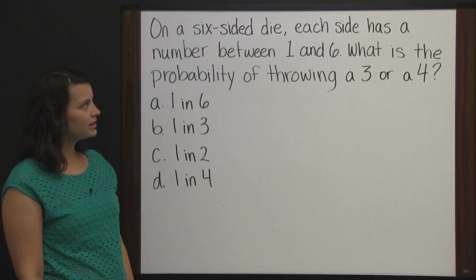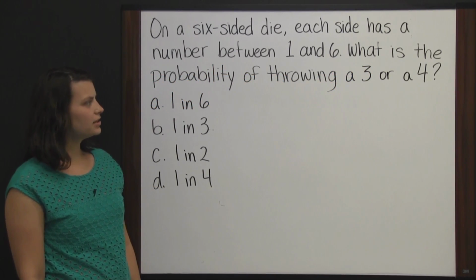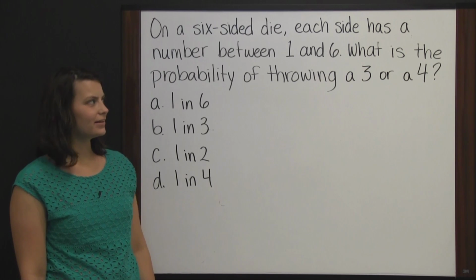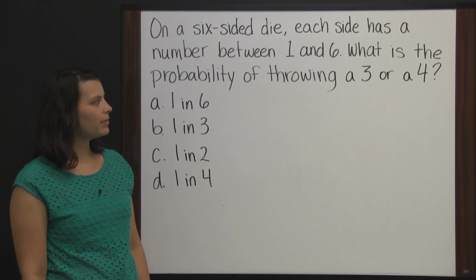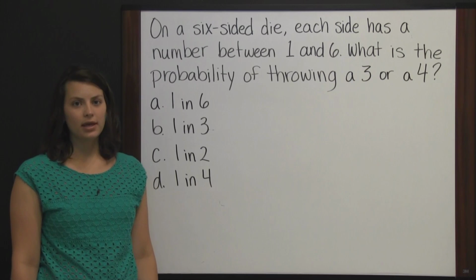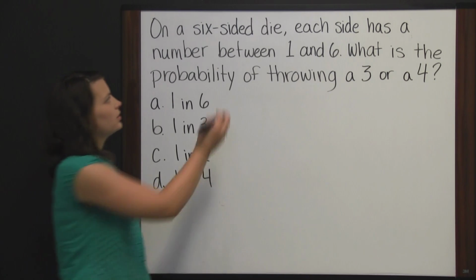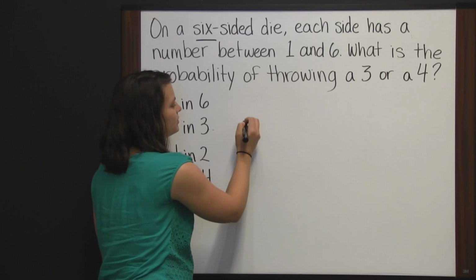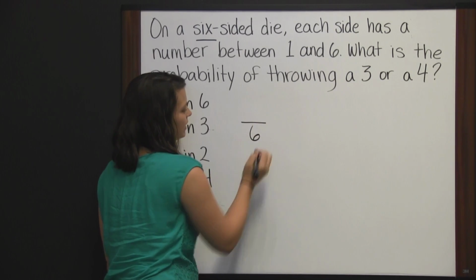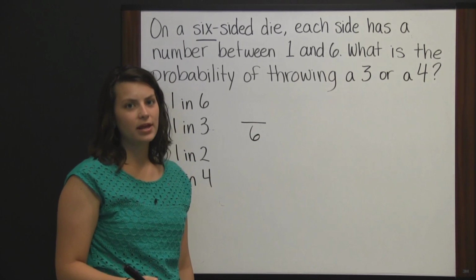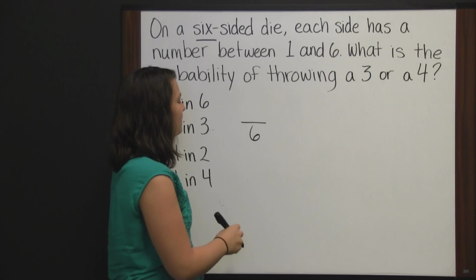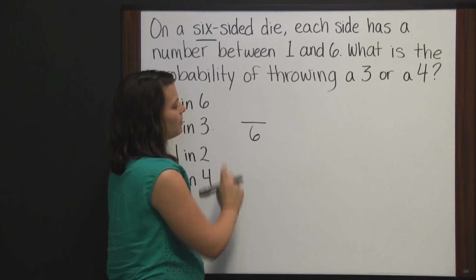On a 6-sided die, each side has a number between 1 and 6. What is the probability of throwing a 3 or a 4? This die has 6 sides. That means our total is 6, which is the denominator of our fraction for finding our probability.